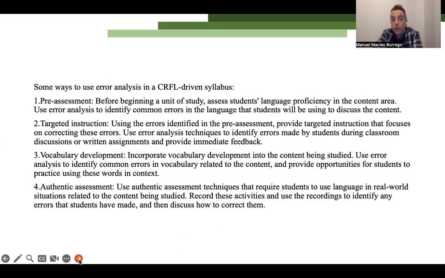Some ways in which we can use error analysis to assess the Common European Framework driven syllabus: we can conduct a pre-assessment, followed by targeted instruction, which contributes to vocabulary development and leads to an authentic assessment. I'll leave you with the didactic approach to it in this slide, but this is not the main objective, so I'm not going to linger on it too much.